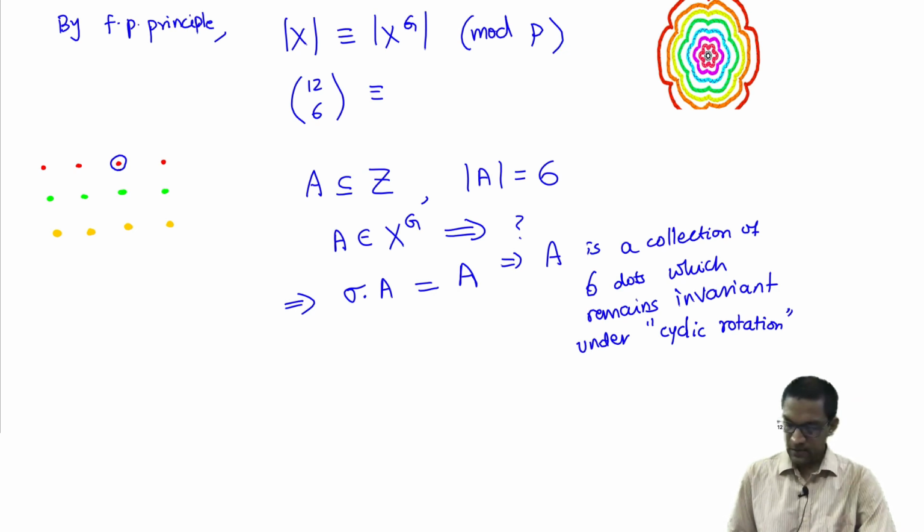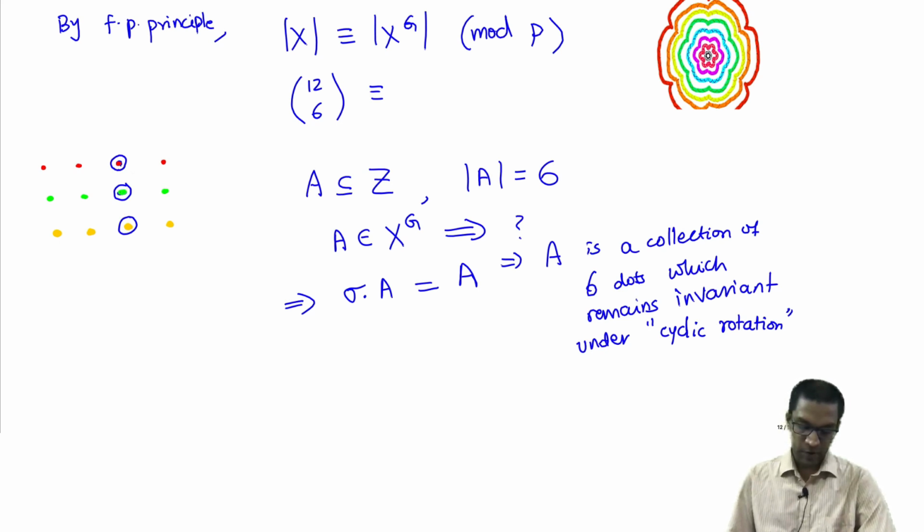Observe firstly that A must be invariant under this cyclic rotation. This means as soon as I have this red dot here, this green dot and this yellow dot must both be in A. Why is that? Because if either of them is missing, then when I perform sigma on A, you will see that the new configuration is not the same as the old configuration. For example, if A has this red dot here and suppose it doesn't have this green dot. Imagine this red dot is in A, but this green dot is not.